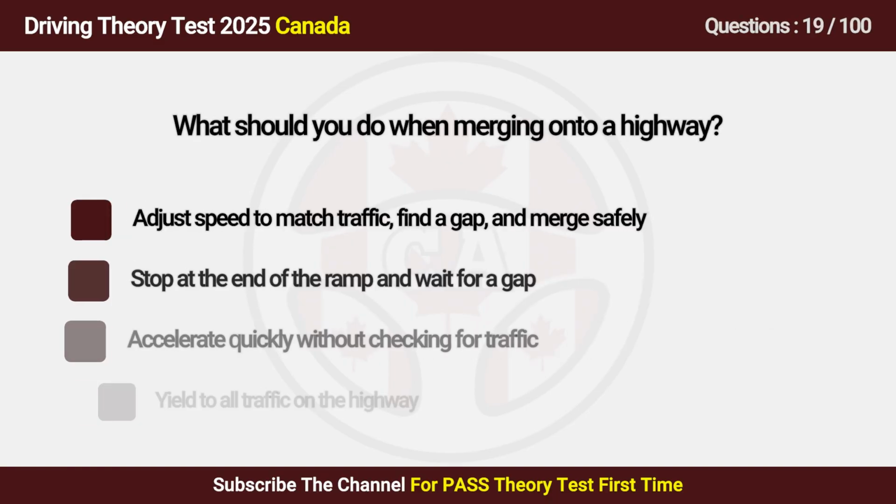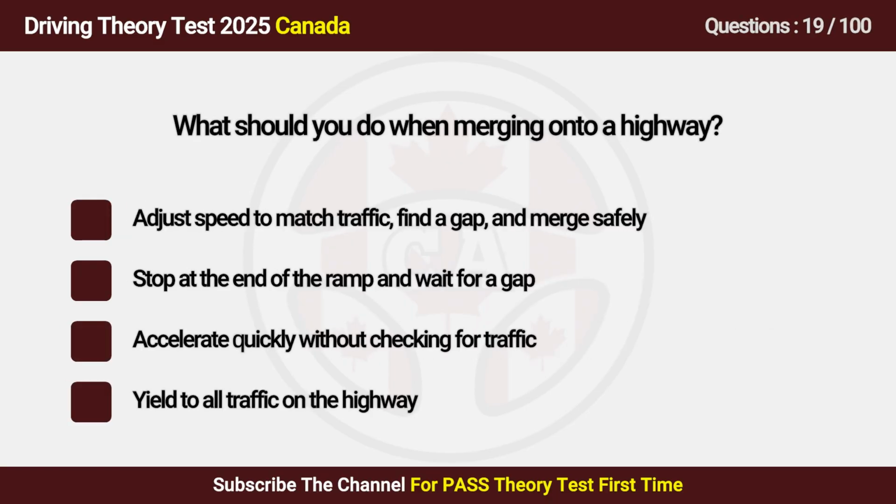Question 19. What should you do when merging onto a highway? A. Adjust speed to match traffic, find a gap and merge safely. B. Stop at the end of the ramp and wait for a gap. C. Accelerate quickly without checking for traffic. D. Yield to all traffic on the highway.